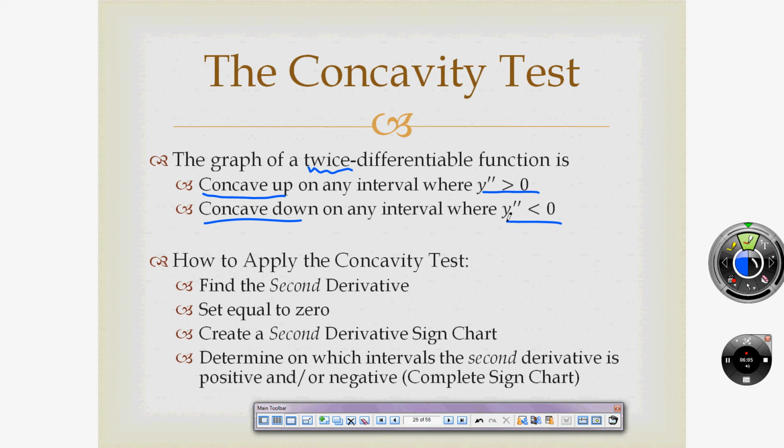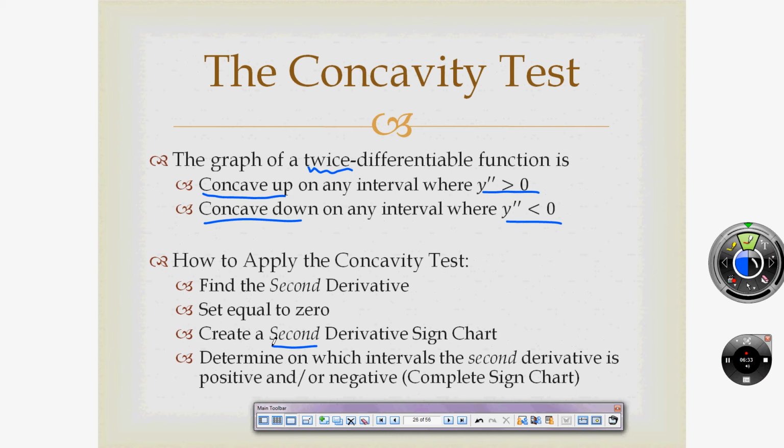We already know how to make sign charts because we did that in the first derivative test, but note that it is a second derivative sign chart instead of the first, which is why the labels are so important, because some questions might be asking you about maximums and minimums, in which case you'll defer to the first derivative and make a first derivative sign chart. Some questions might be asking you about the concavity of a graph, in which case you're going to need to make a second derivative sign chart. So you might actually need both to answer certain questions.